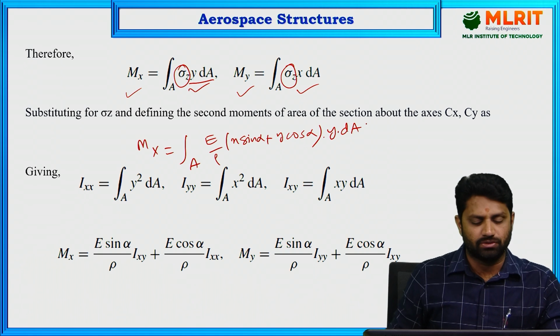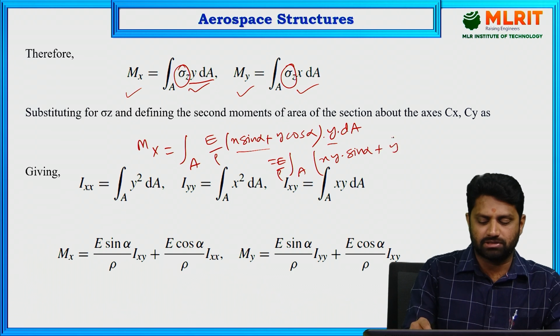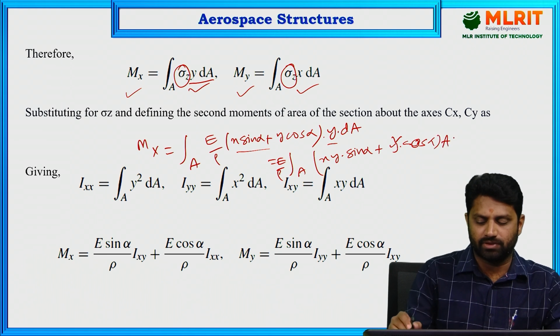Okay, so once you get this one, now what you can write here is integral over A of E by rho. You can take it common and take it out, E by rho, and what you get here is x multiplied with this one, so you'll get xy into sin alpha plus y square into cos alpha, into dA. This you are going to get.